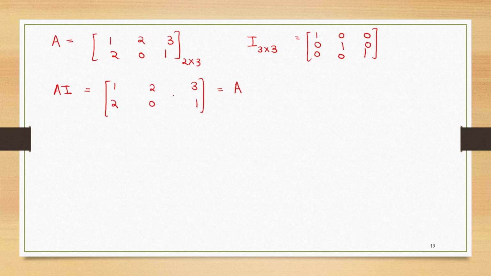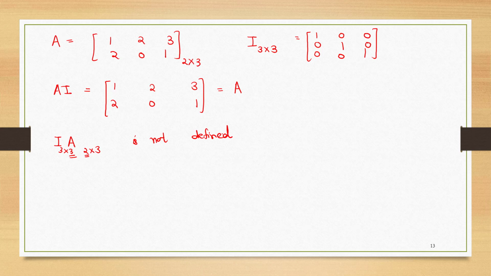That is A again. But if we multiply identity into A, this is a 3 by 3 matrix, this is a 2 by 3 matrix. The multiplication will not be defined if we take identity of order 3 cross 3. See, this is 3 cross 3, A is of order 2 cross 3. These two elements, they do not match. It is not defined. So whenever we are talking about identity, we are talking about square matrices only. We are not talking about non-square matrices.